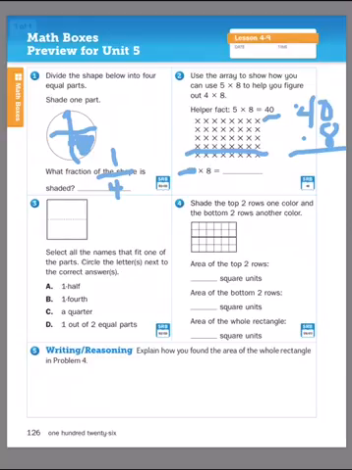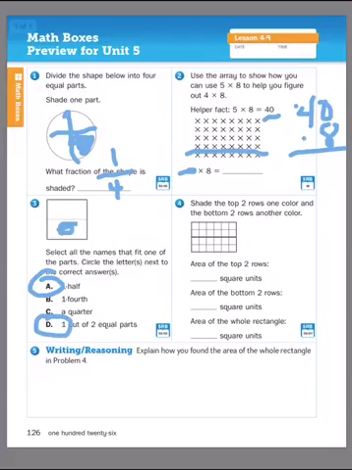Select all the names that fit one of the parts. Circle the letters next to the correct answers. So if I color one of the parts in, I would say I have 1/2, so I could circle A. 1/4 means that I divided the shape into 4 equal parts. The shape is not divided into 4 equal parts, so I would not circle 1/4. 1/4 also means 1/4, and I did not divide the shape into 4 parts. 1 out of 2 equal parts. Well, if you look at that, there are 2 equal parts and 1 is colored in, so yes, D would also be correct.